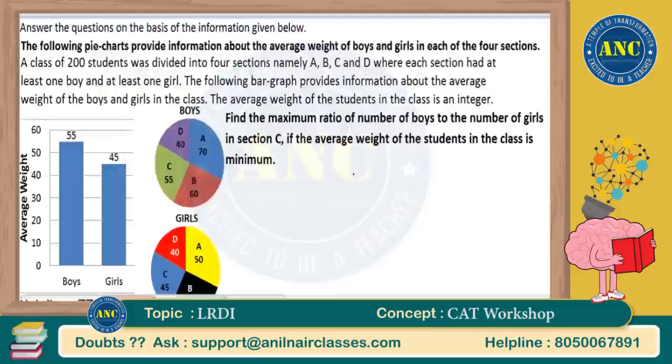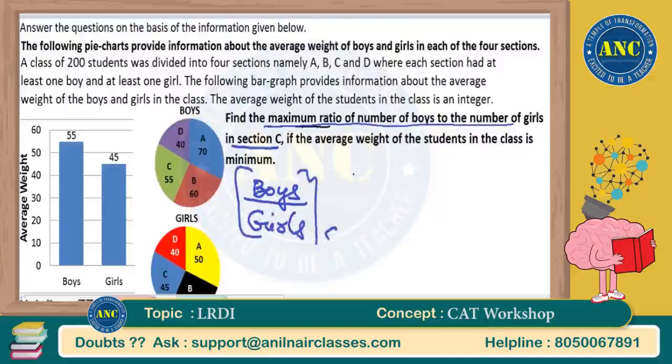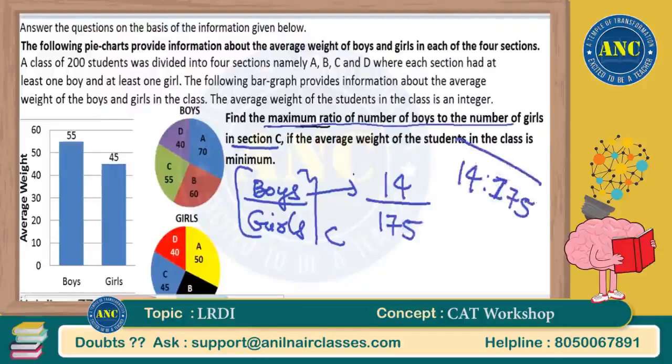See the next question. Same thing. What is the maximum ratio? Already we discussed it right now. What is the maximum ratio of the number of boys to the number of girls in section C? Just now we saw in section C, boys maximum will be 14, girls will be 175. So the answer for this question is 14 is to 175. I hope the idea is clear.